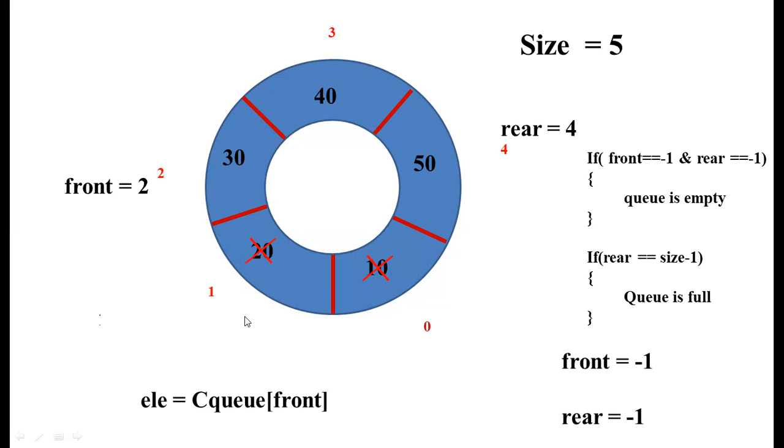So now we have deleted 2 elements, so we have 2 vacant locations. This location and this location are free. When I say that I have deleted the elements, it is not that the 10 and 20 values are really removed. Only the cursor positions we are changing.